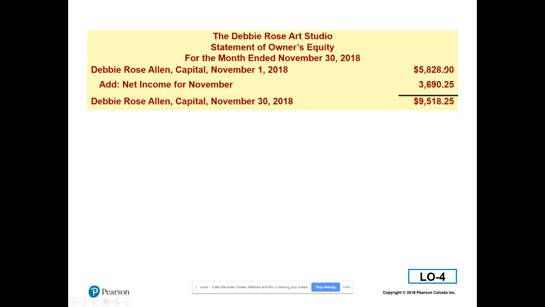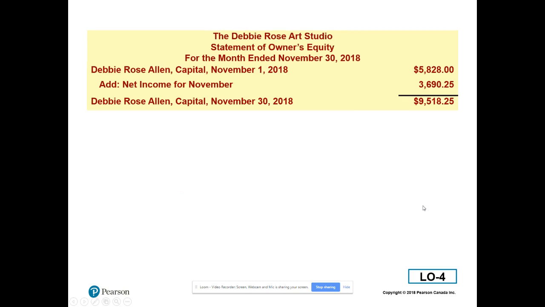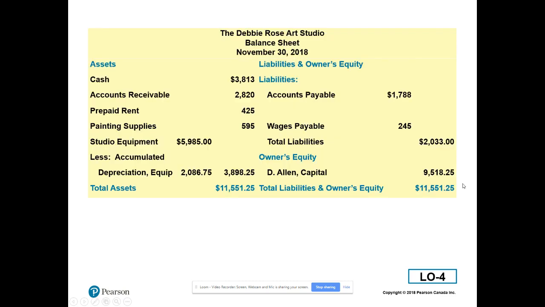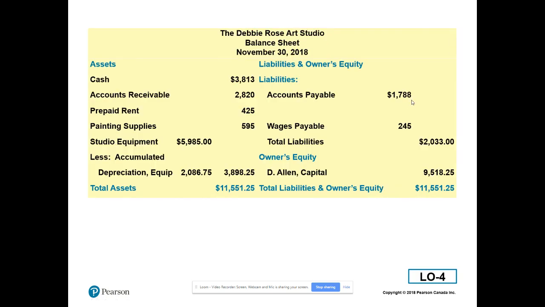So I say, here's my beginning balance. Remember, it's for the month ended. It's not just November 30th. It's for the month period ended. There's my beginning balance. There's my income. So my income comes from here. That gives me my balance at November 30th. Then I go to my capital on my balance sheet. So my capital at November 30th was $9,518.25. There it is. I record my assets.